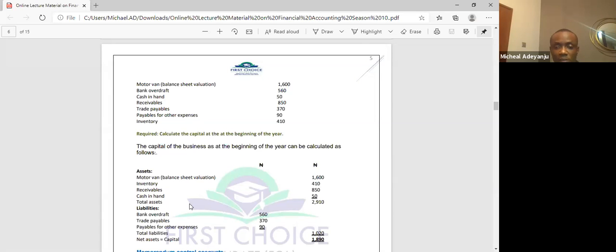Then we will be looking at all assets. Can you see? All assets from the question. We have 1,006, we have 410, we have 850, and we have 50 naira. Remember what we are looking for, our opening capital. And I said our opening capital is equal to assets minus liability. Or better still, opening assets minus opening liability.